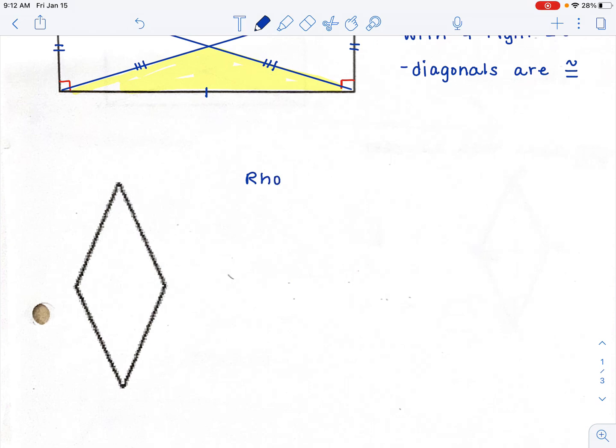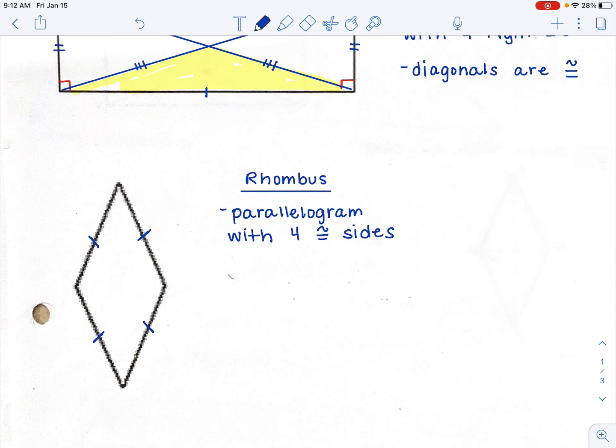Up next, we have the rhombus. What makes the rhombus unique? It is also still a parallelogram. But this has 4 congruent sides. So what that means is this side is the same as this one, and this one, and this one. So all of the sides are congruent.